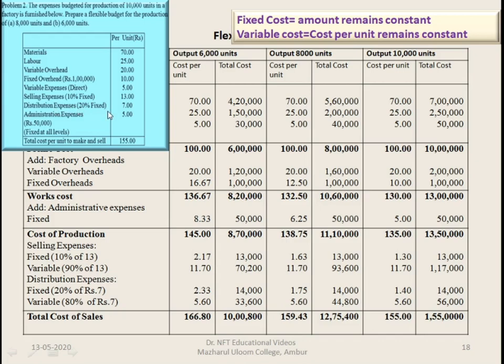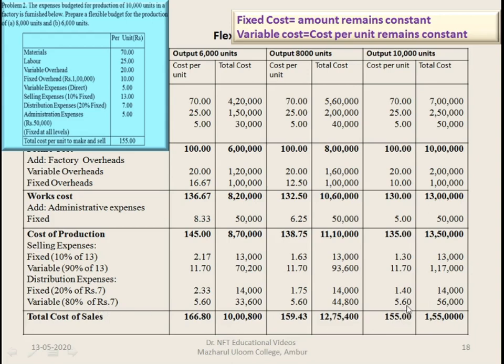The same way you have to find it for distribution expenses. Distribution expenses, here it is given as 20% fixed for 7 rupees. So 20 percentage of 7 is 1.4, that is 14,000. So 14,000 is the fixed cost for all the three levels, and out of this 20 percentage is fixed, so balance 80 percentage is variable.